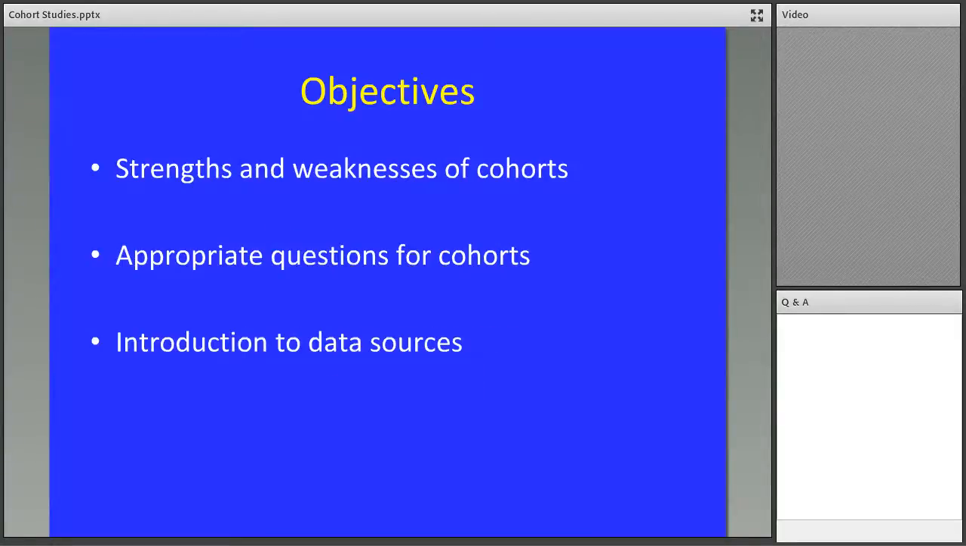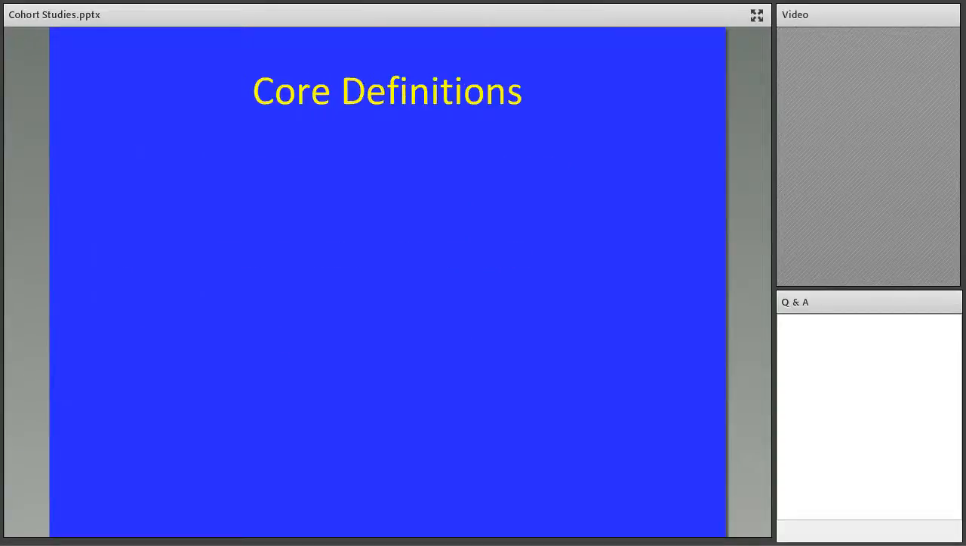Okay, so our objectives today are to understand the strengths and the weaknesses of cohort studies, to understand what research questions are appropriate for a cohort study, and then let's talk a little bit about data sources and which ones to pick and why. Core definitions.